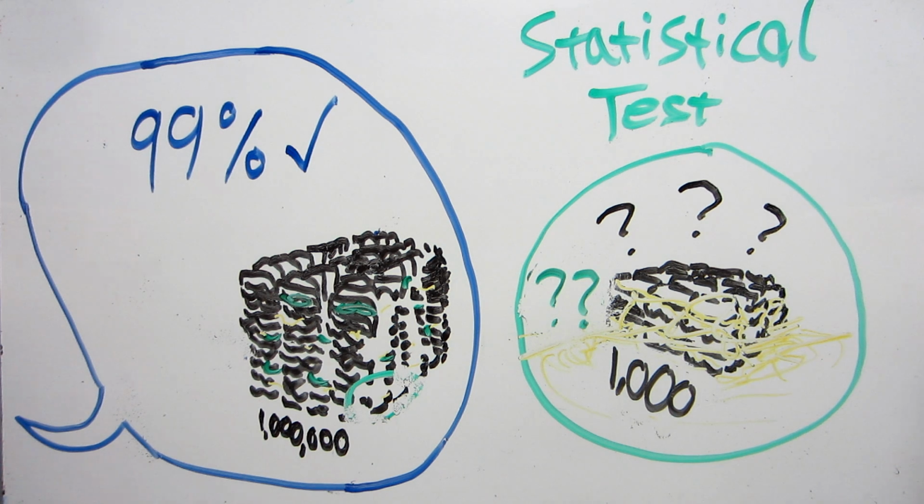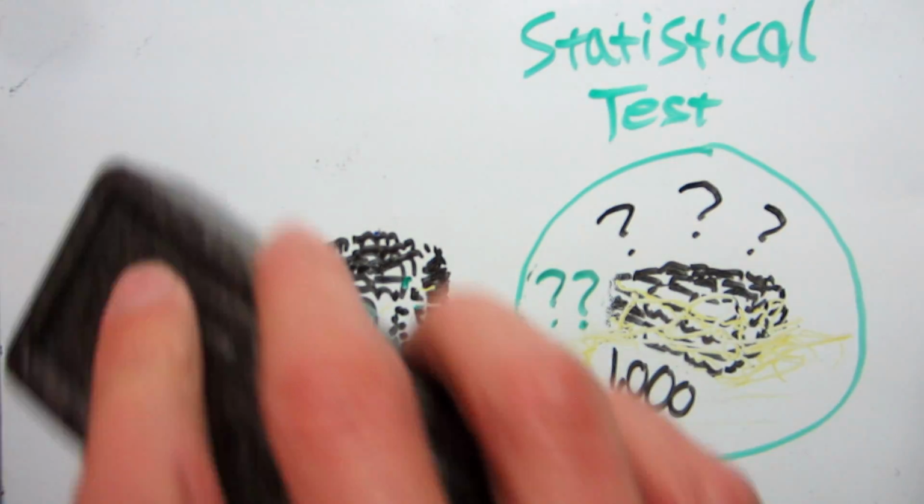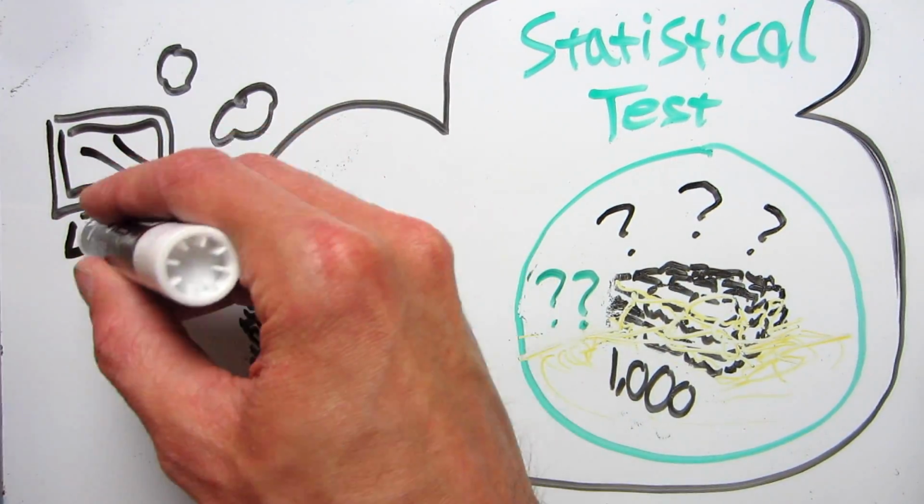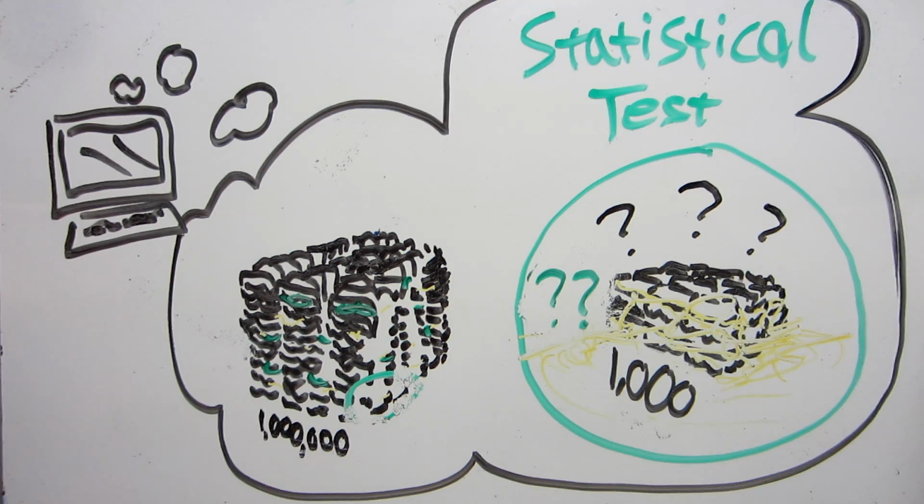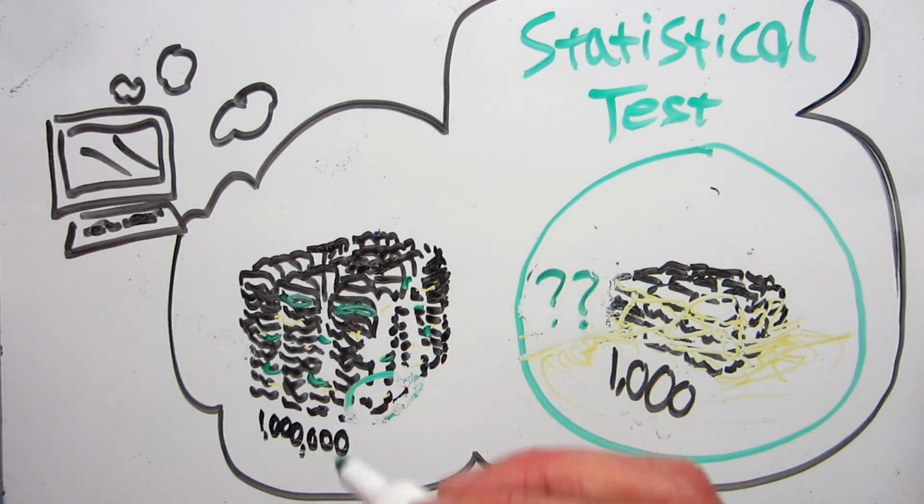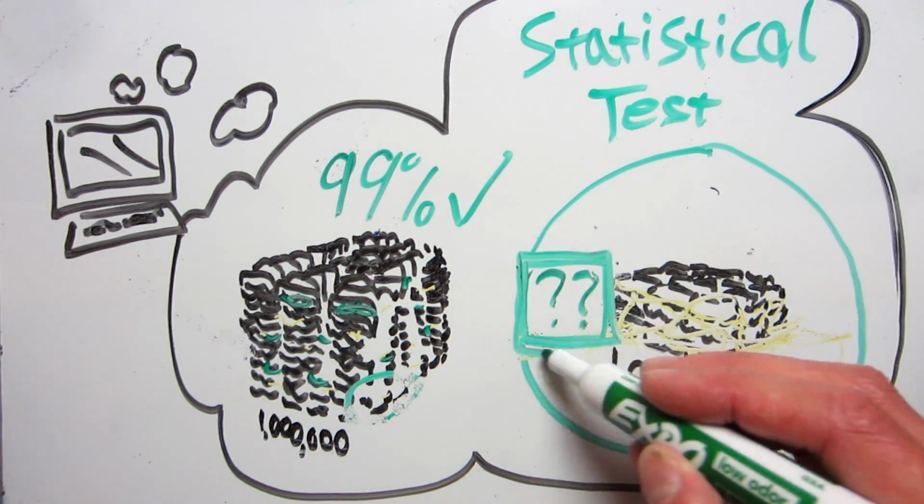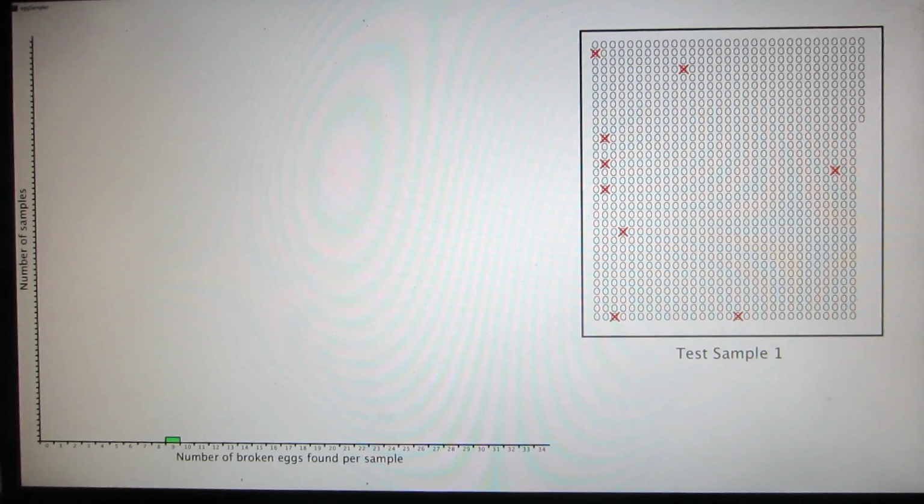Well, we can actually figure out the chances of seeing any particular number of broken eggs when sampling from a 1% broken shipment. The easiest way to do that today is to get a computer to try it a bunch and take notes. I made this program to simulate our situation. I gave it 1,000,000 eggs, of which 1% are broken, and I've told it to pick random samples of 1,000 at a time. It counts up the broken eggs in each sample and plots them on this graph.